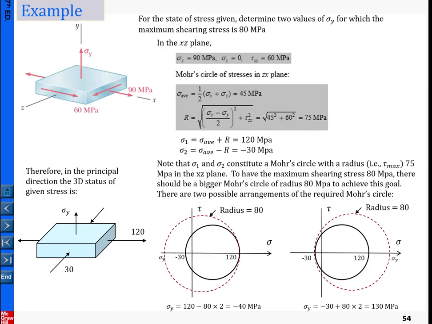And again, this is another example. One more time, the given one here is not in its principal directions, and you do the transformation there. So with this one in mind, then basically the case would be something like this, in the principal directions.